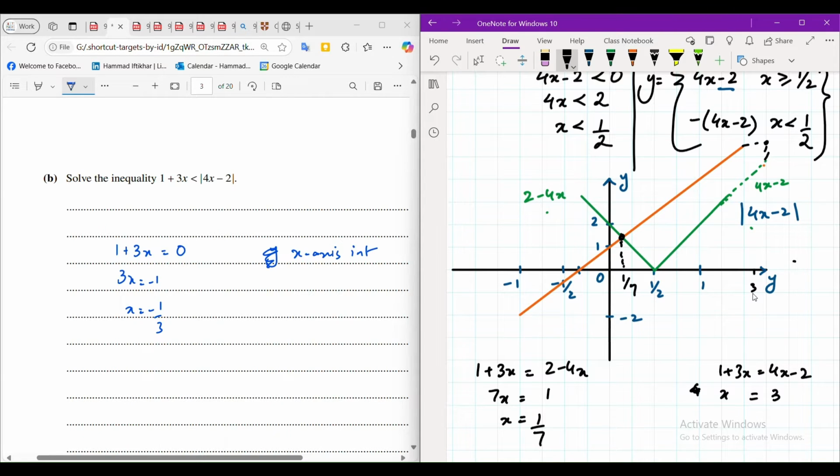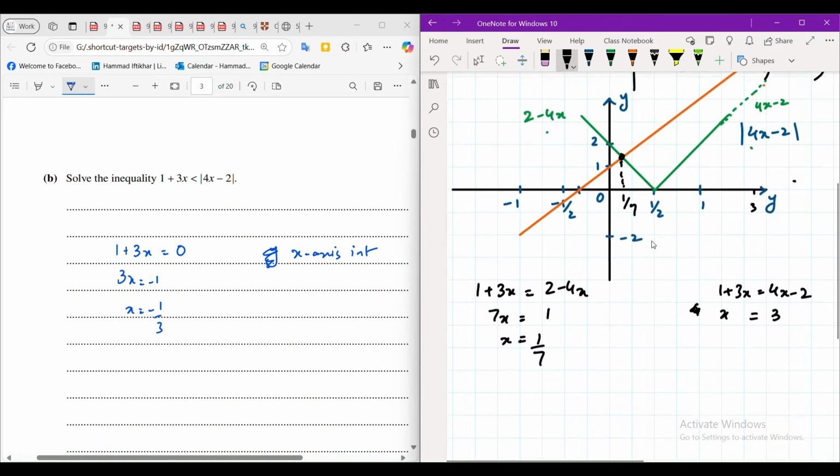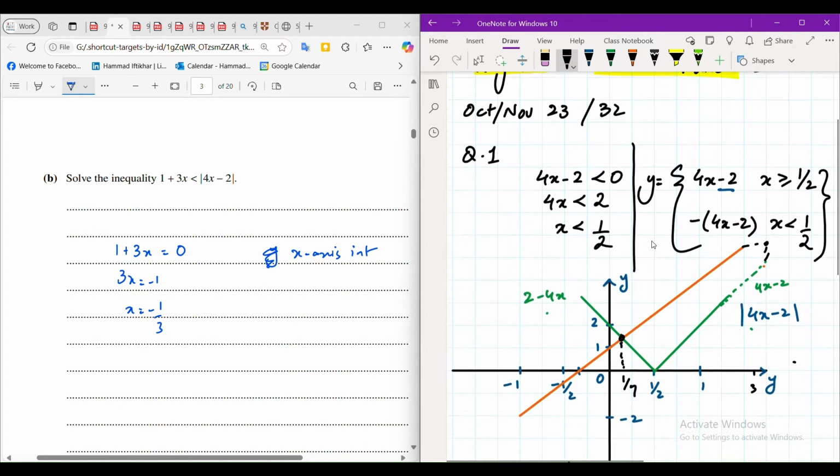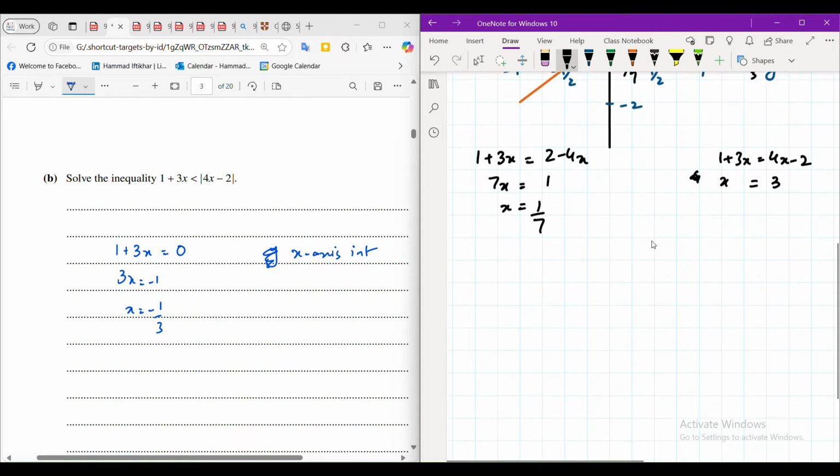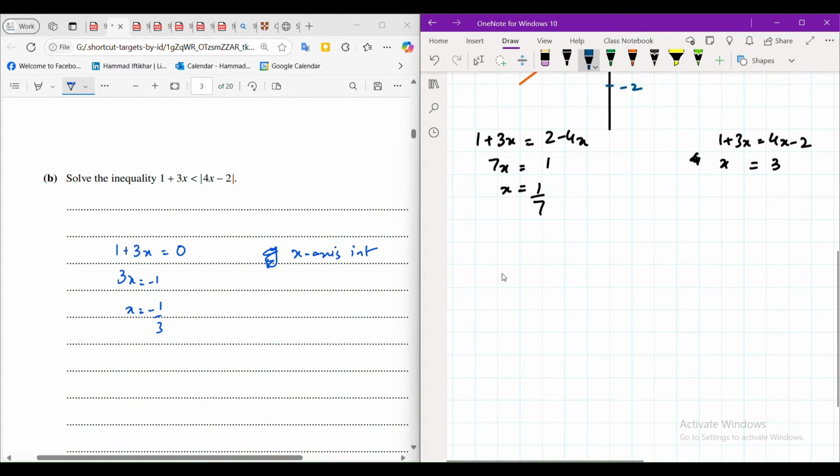Now, how else could we have done this? By simply taking the squaring method, which does not use this graphical visualization, but that is also a very valid way of doing this. So what happens is that we take the square of both sides, and then we take the square on one side.